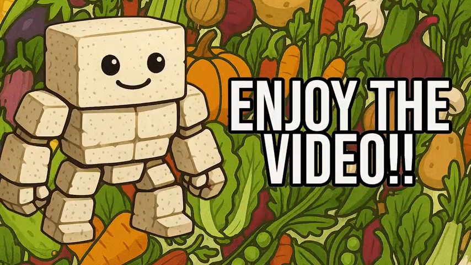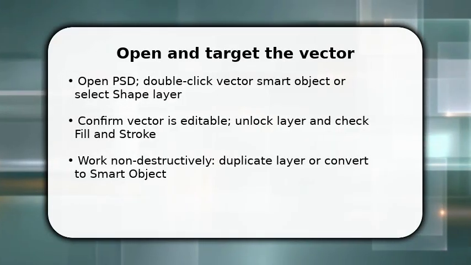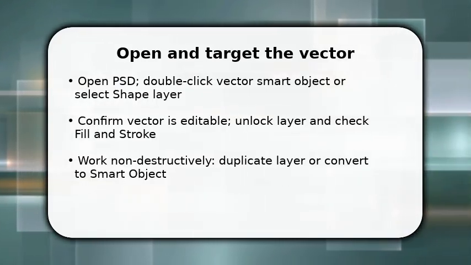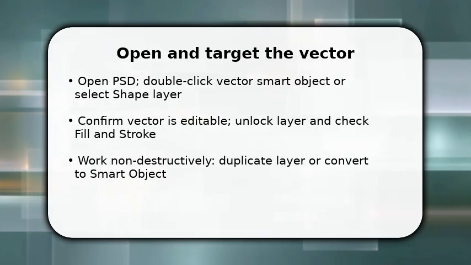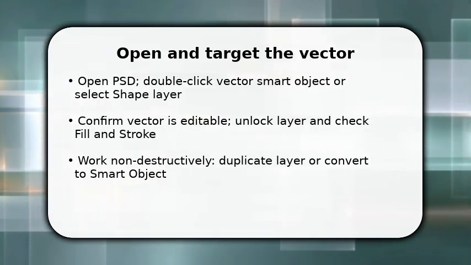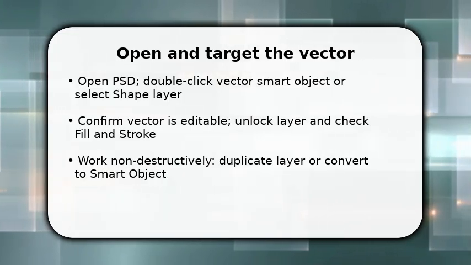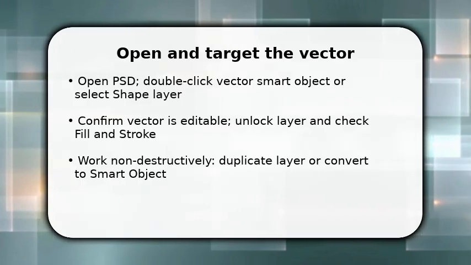Please enjoy the video. You've opened the file, now target the vector layer directly. If it's a shape layer, use the fill swatch in the options bar. If it's a smart object, double-click to edit contents. Make a duplicate first so you can roll back changes. Once done, choose the layer to affect only that object.